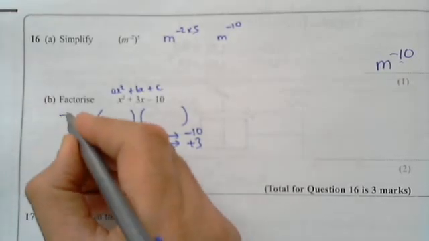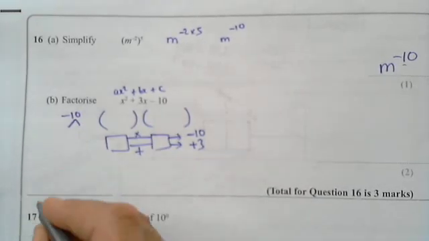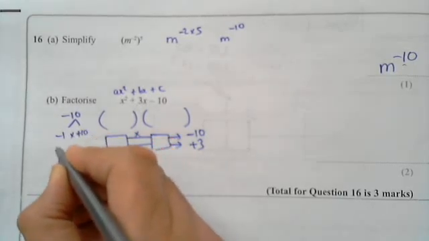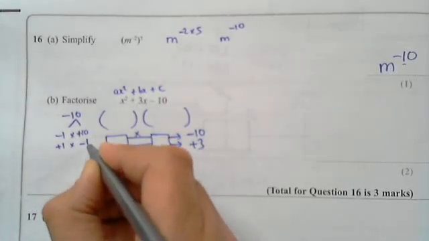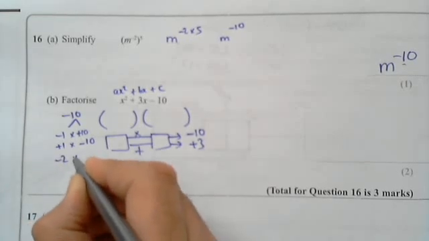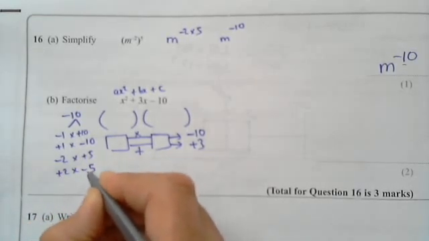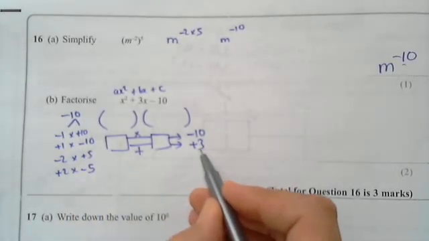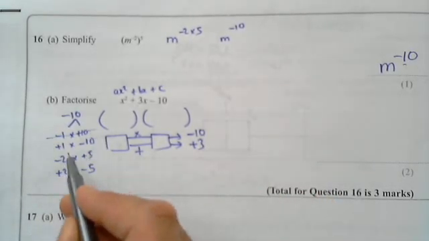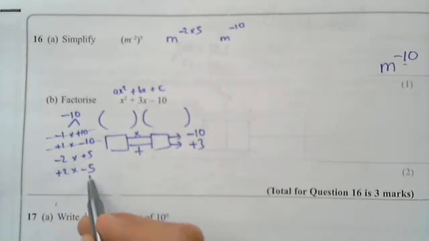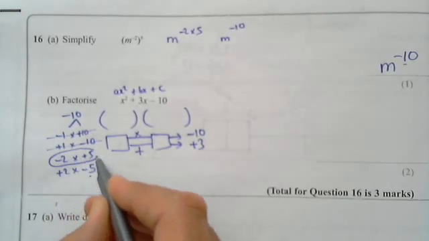So, what two numbers multiply give you minus 10? Let's have a look. You can have minus 1 times by plus 10, plus 1 times by minus 10, minus 2 times by plus 5, plus 2 times by minus 5. But it must give us a total of 3. So that's not good. That will give us minus 3. So that one looks good.